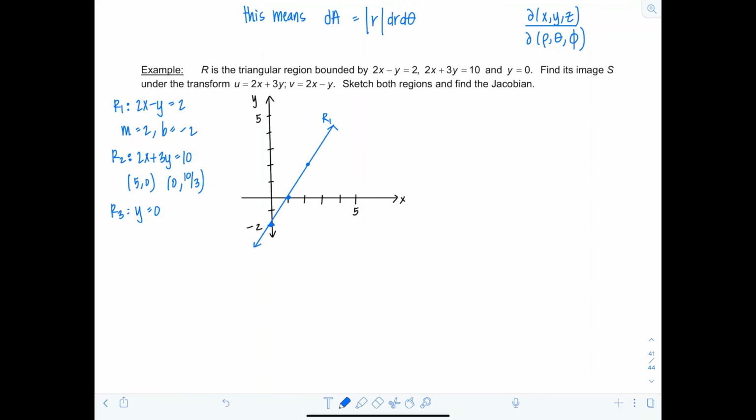And then let's see, R2 has intercepts (5, 0) and (0, 10/3). So somewhere around here. Looks good. This is R2. And then R3, y equals 0. We got it. So we've got the triangular region. Here is R. Very nice. Okay, let's transform this guy into the UV plane we go.